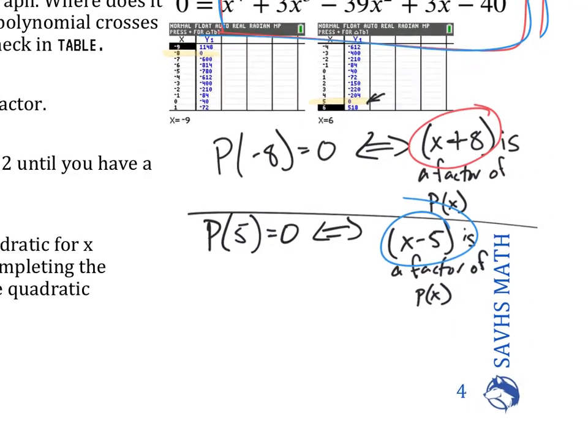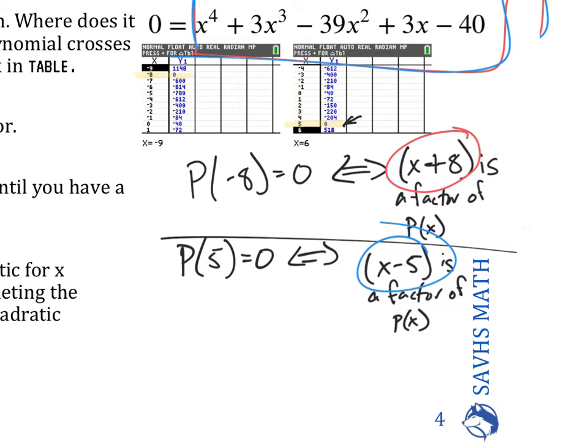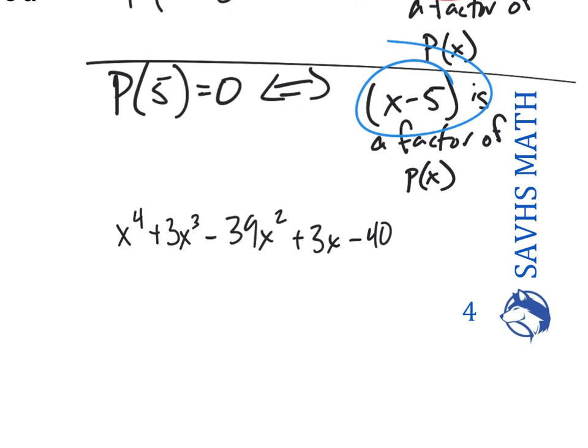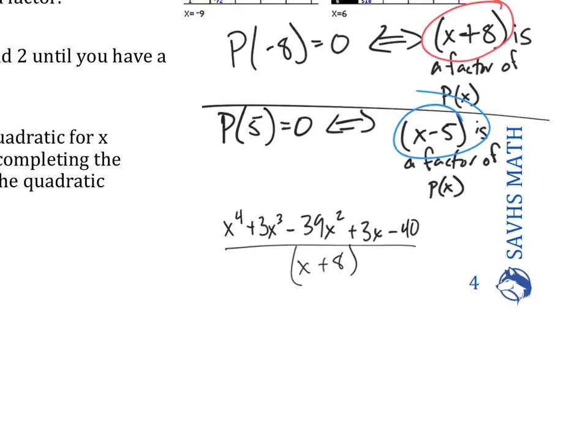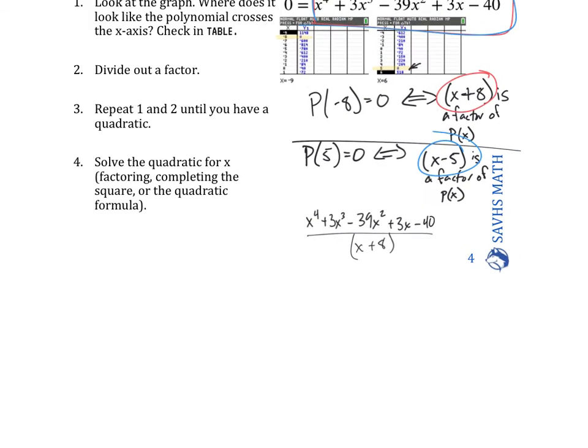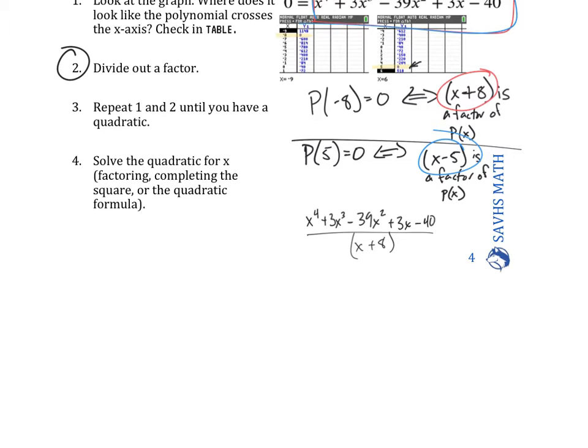What I'm going to do is start by taking p of x and divide it by x plus 8. So I'm just going to represent that. x to the fourth plus 3x cubed minus 39x squared plus 3x minus 40, and I'm going to divide that by x plus 8. Okay, so that's the first thing I'm going to do. That's this step number 2. So I'm going to see what I get.